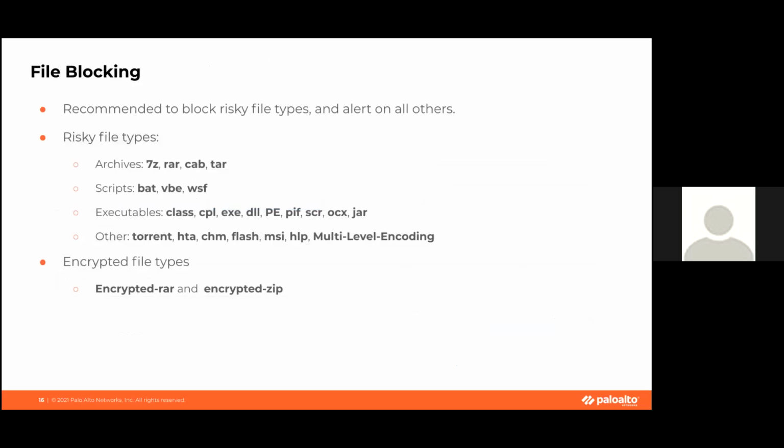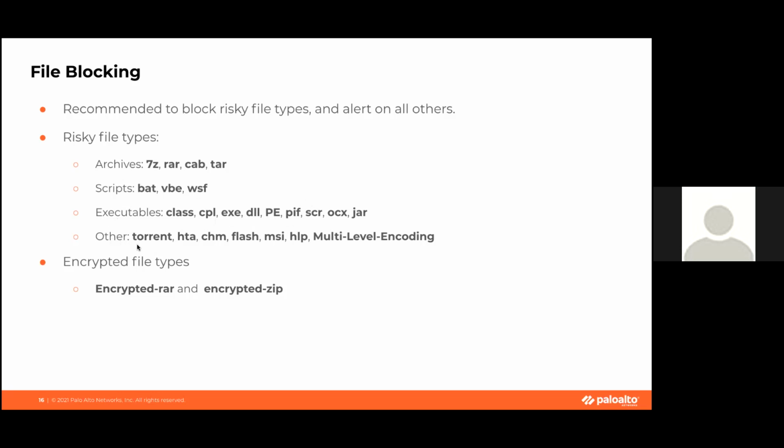Moving on to file blocking. For file blocking, the recommendation is block risky file types and alert on all others. We have several different risky file types that we recommend being blocked. For example, 7-zip, RAR, CAB, TAR, so these are all archives. Different kinds of scripts, BAT, VB, Windows scripting, WSF, and then executables, class, control panel, exe, DLL, PE, which basically contains exe and DLL, PIF, SCR, which are some older formats, but all executable, OCX as well, and finally JAR, the Java executable archive.